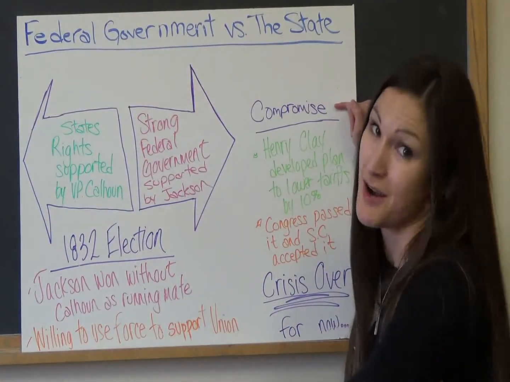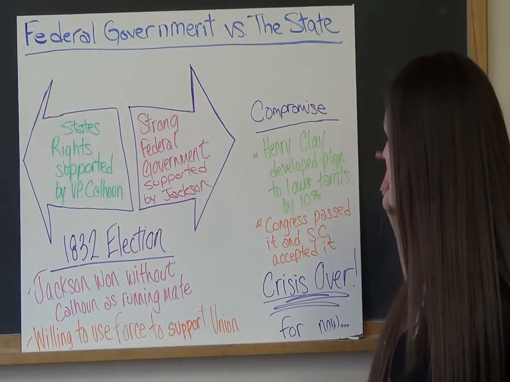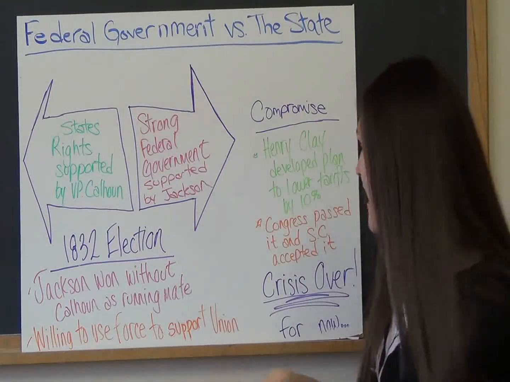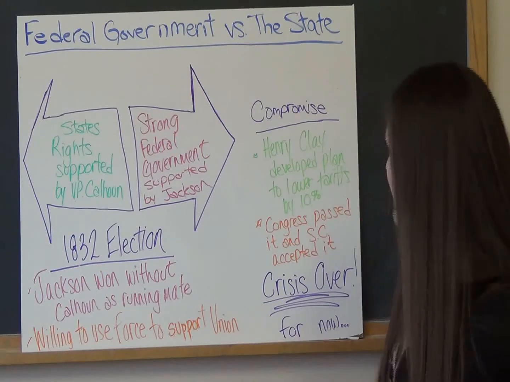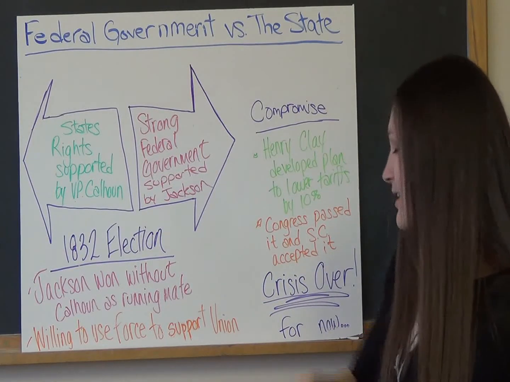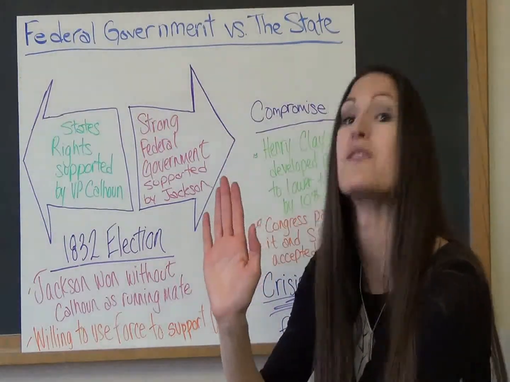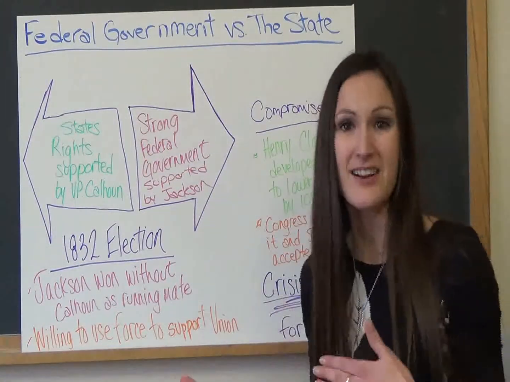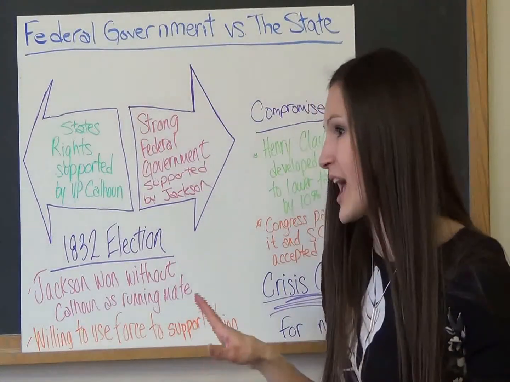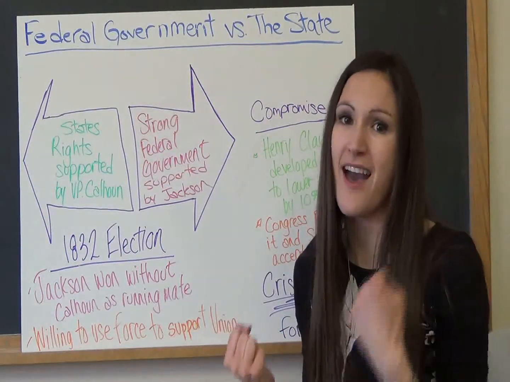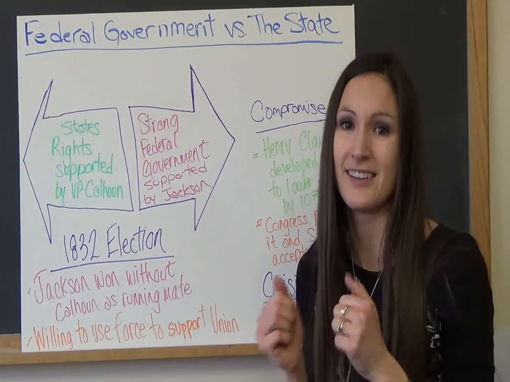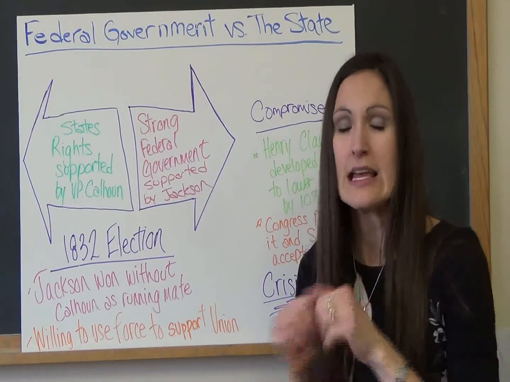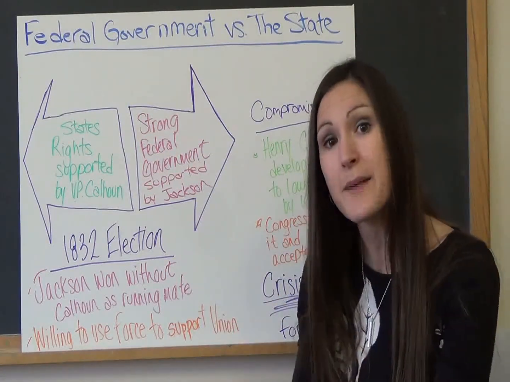Well, there was a compromise. Henry Clay developed a plan to lower tariffs by 10%. Congress passed it, and South Carolina accepted it. Whew. The crisis was over for now. We're going to see later on how the tension between the federal government and South Carolina, again, how they butt heads. But some questions I want you to think about.